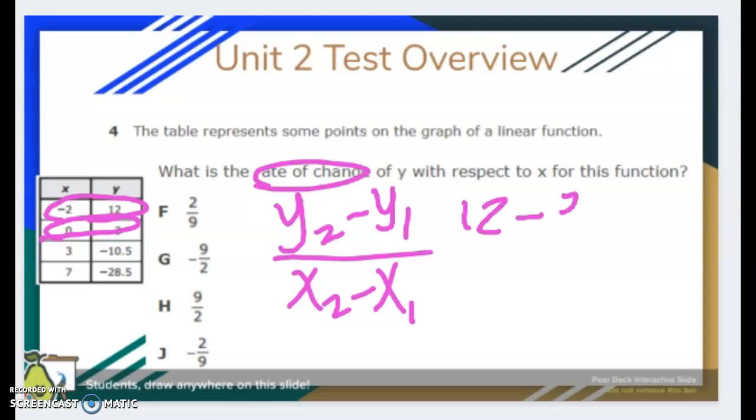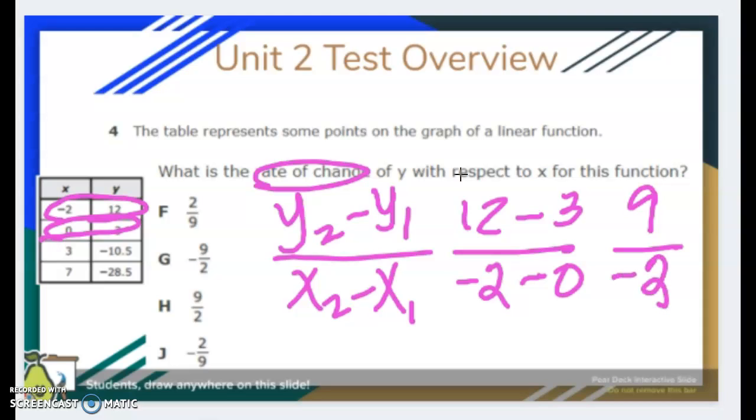So 12 minus 3 on the top, because those are my y's. Because I started with 12, I'm going to start with negative 2 on the bottom. So negative 2 minus 0. 12 minus 3 on the top gives me 9, divided by negative 2 minus 0, which is negative 2. If the top or the bottom are negative, it makes the whole fraction negative. So negative 9 over 2 is the correct answer, which is G.